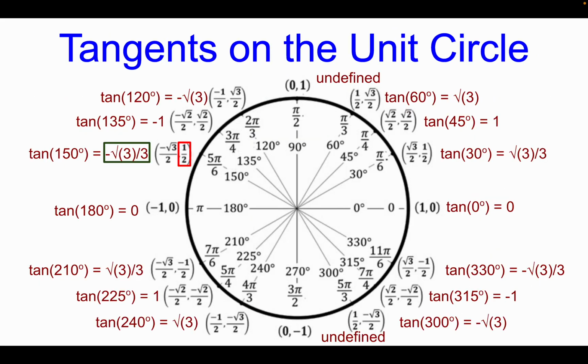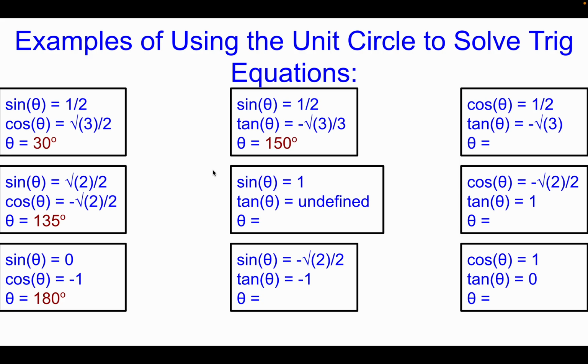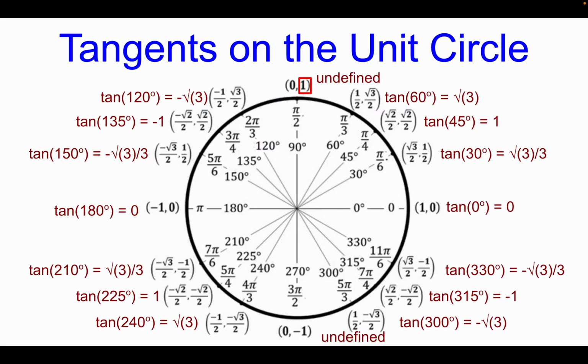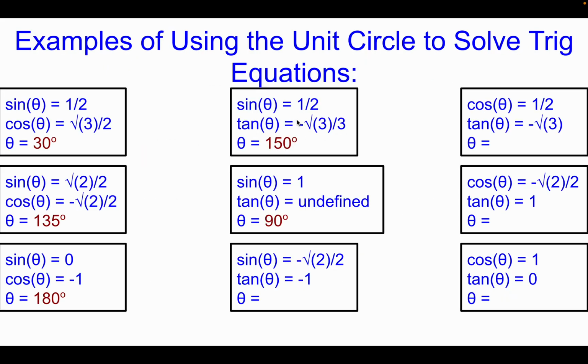Right? And again, you could do this in radians if you wanted to, so you could say 5 pi over 6. Okay. Now let's do sine is 1 and tangent is undefined. Sine is 1 is right here. Tangent is undefined at these two. So we can tell that this top one, 90 degrees or pi over 2, is our answer. So we'll say theta equals 90 degrees.